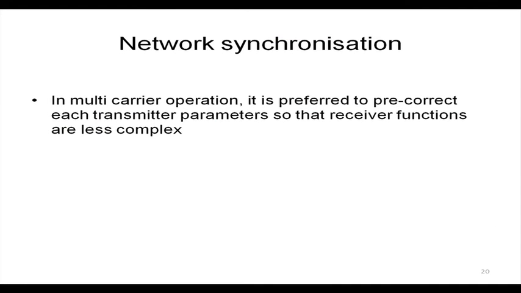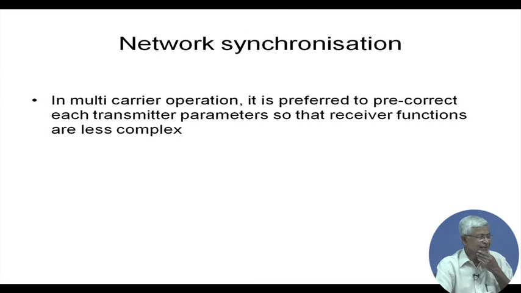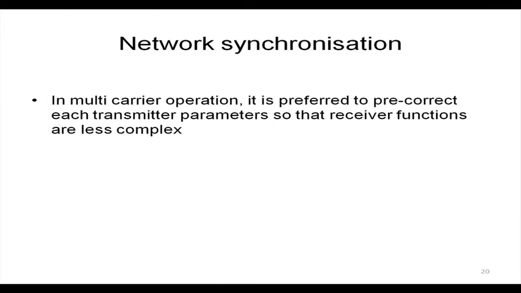Now, for the network synchronization, that was the frame synchronization. Now, at the network level, in a multi-carrier operation, it is preferred to pre-correct the parameters by each transmitter, so that the receive functions are less complex. I told you the example of TDMA type of thing, that at the satellite there is a receiver, and there are n number of transmitters which are trying to access the satellite receiver in TDMA.